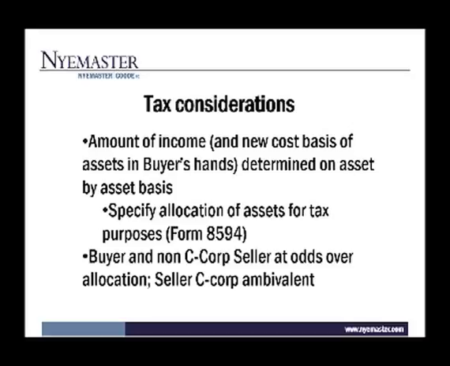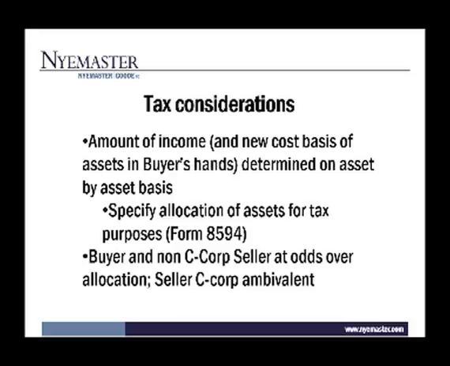Okay, still dealing with the asset acquisition here. In an asset acquisition, the amount of income and the new cost basis of the assets in the buyer's hands are determined on an asset by asset basis. So you have to figure out what's the equipment, what was paid for inventory, what was paid for goodwill. And you're going to want to specify that allocation of assets in your purchase agreement for tax purposes. You really want to make sure that the buyer and the seller utilize the same purchase price allocation after the sale.